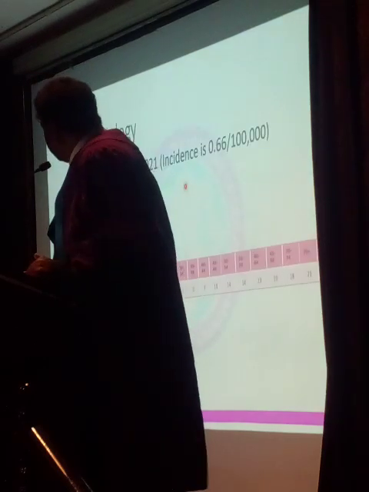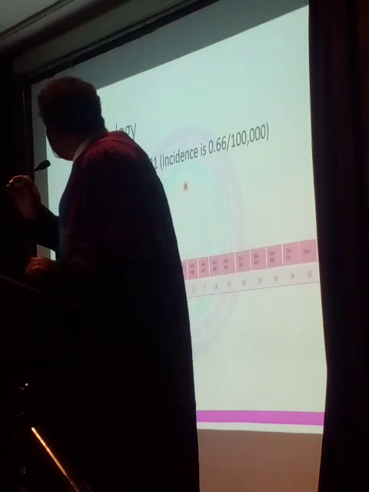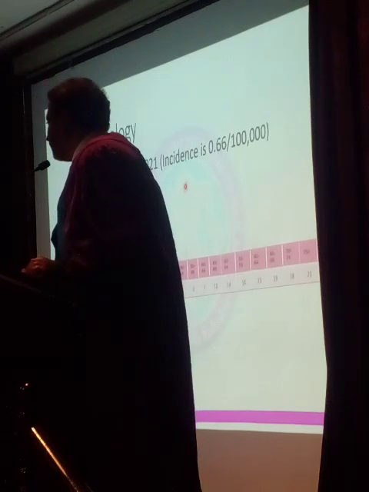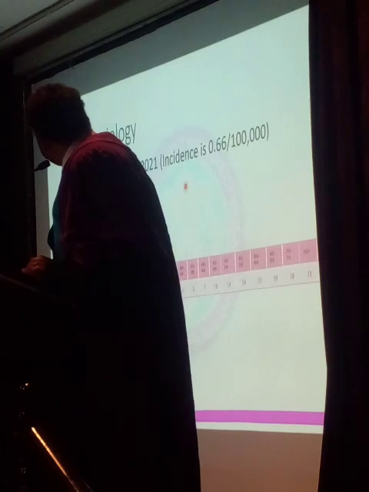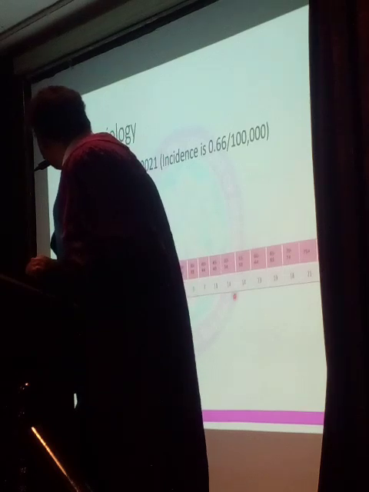Now, epidemiologically, these are the latest statistics that we have from the National Cancer Control Program. There were only 132 cases reported in 2021. It was 2019 data, I think. And the incidence is 0.66 per 100,000 population. And the age distribution shows the peak age is the 60 to 64 age group.